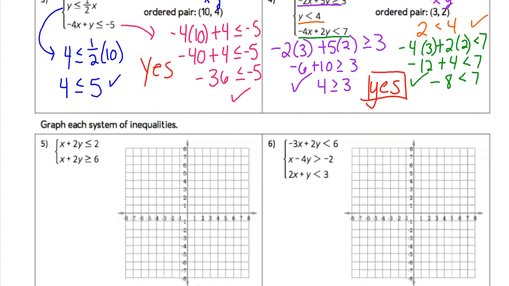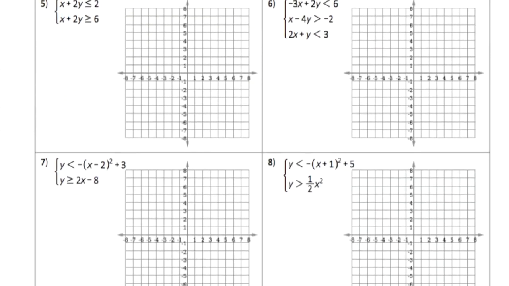All right, for these final 4, I encourage you to try these on your own and see how you do with graphing those. Remember to graph them, decide whether it's a solid or dashed line, decide where your shading goes, and then look for the overlap in the shading.